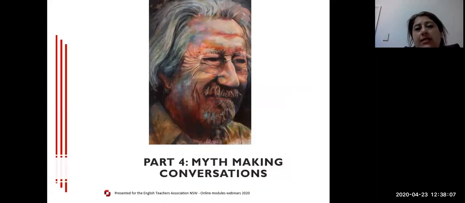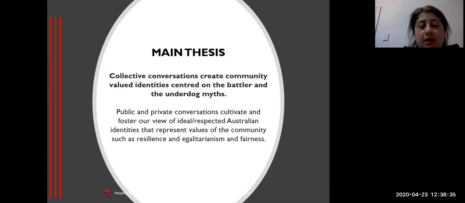Last thing we're going to look at today is this idea of myth-making conversations. A lot of value systems of Australians deal with this identity type of the battler, the underdog, the person who is facing obstacles and develops resilience and endurance as a result of that. Collective conversations. So main thesis for this one is this idea of collective conversations create community valued identities centred on the battler and the underdog myths.